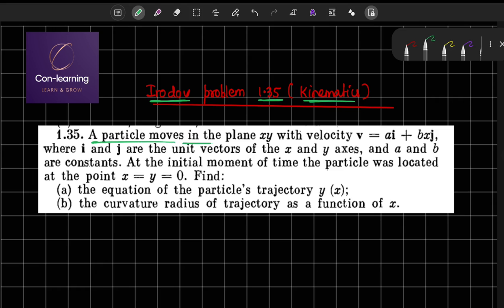A particle moves in the plane xy with the velocity v equal to a i cap plus b x j cap, where i cap and j cap are the unit vectors of the x and y axis, and a and b are constants. At the initial moment of time, the particle was located at the point x equal to y equal to 0, and it is asking to find the equation of the particle's trajectory.